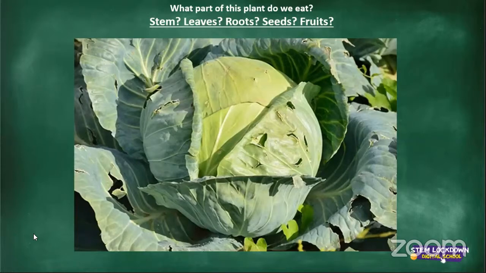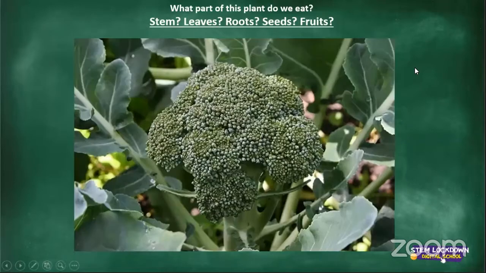So definitely we are eating the leaves of a cabbage. All right, what about broccoli? Are we eating the stem, leaves, roots, seeds, fruits? And there's another option for the flower, which I forgot to add there. There are times where we actually eat the flower of the food. Right, so in terms of broccoli, what are we eating?